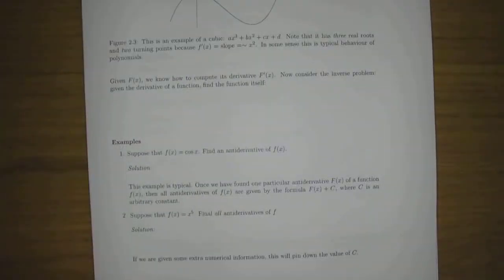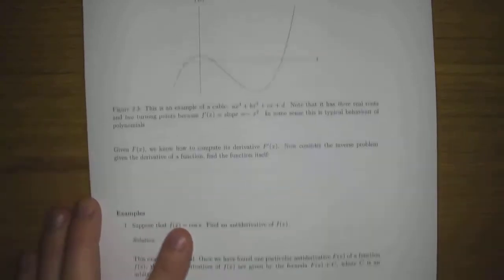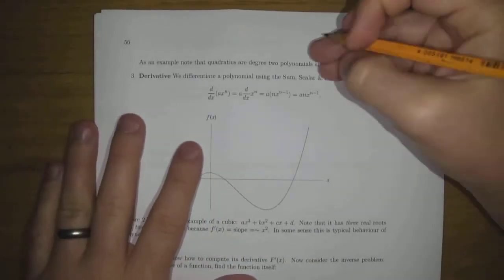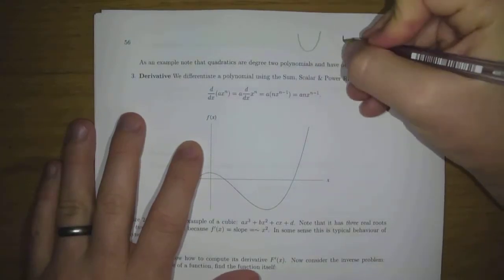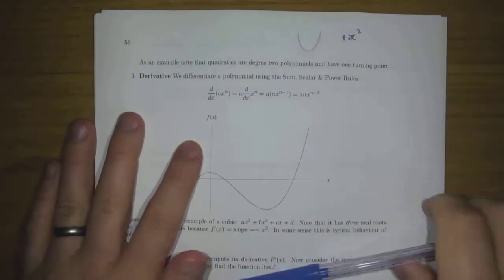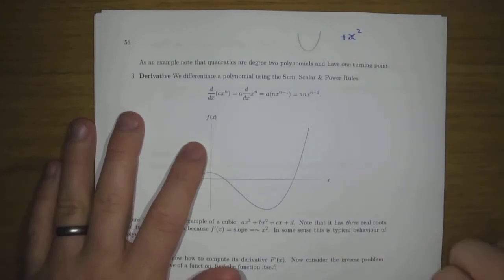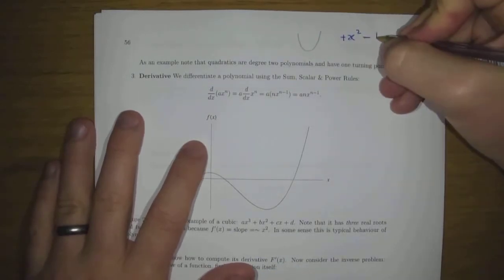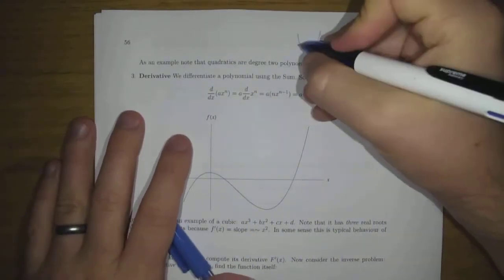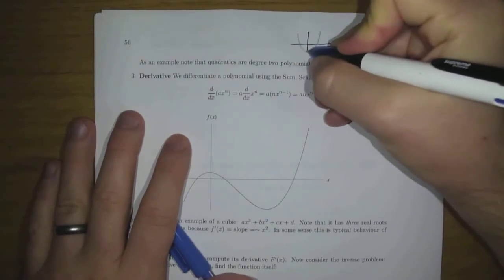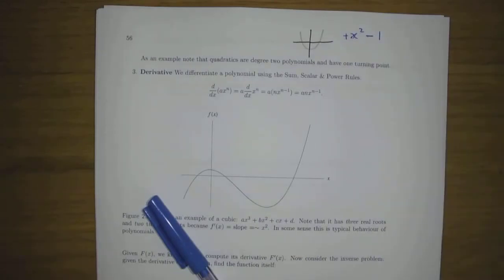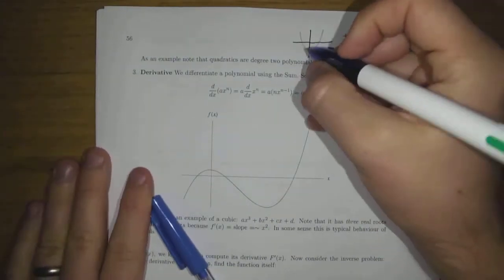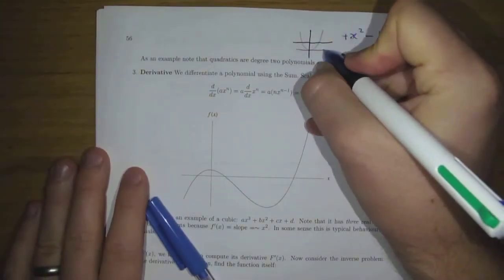As an example, quadratics are degree 2 and have 1 turning point. So for example, this is like a plus x squared, and maybe if it's plus x squared minus 1, for example, it will have 2 roots, plus or minus 1, and when you differentiate it, you get 2x, and that is equal to 0 once, so you get 1 turning point.